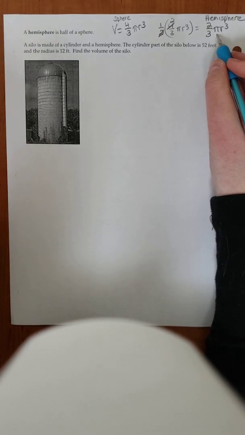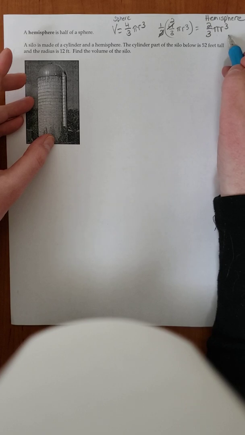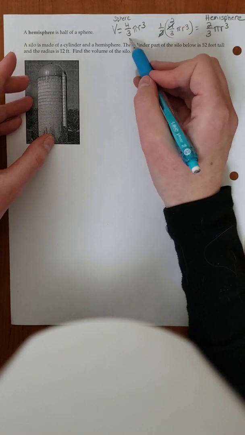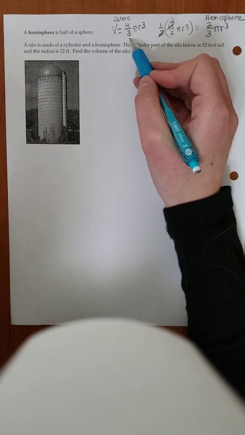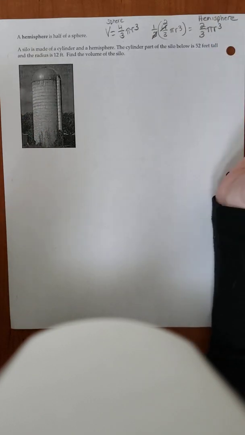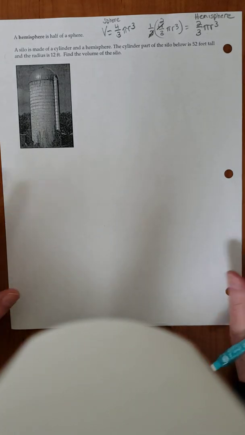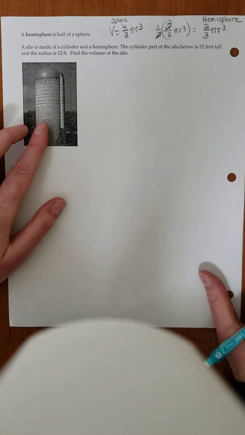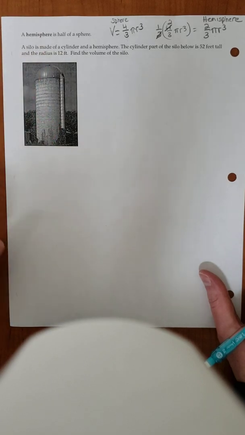Now, you can do one of two things. You can add this to your list of formulas and use it, or you can just find the volume of the sphere as it is, and then when you're done and you get your answer, just divide it by 2. Both are acceptable, both are appropriate. You choose what works for you. So this is a composite figure here, the silo, the cylinder with the hemisphere.